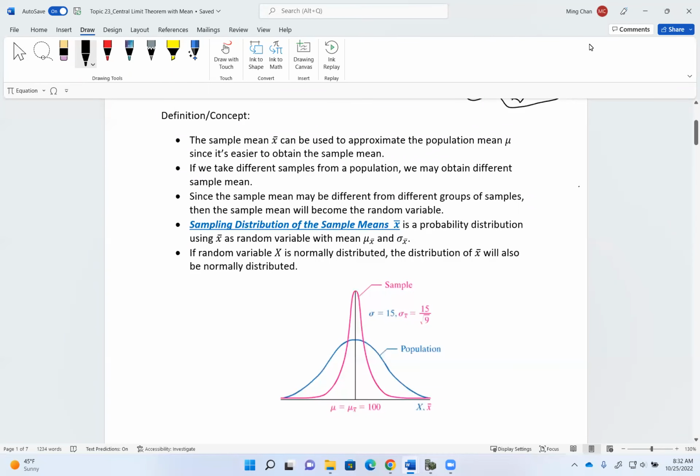What we have here is another type of distribution. It's called the sampling distribution of the sample mean. The sampling distribution of a sample mean X bar is a probability distribution using X bar as the random variable, with the mean of X bar and the sigma of the sampling distribution of the sample mean. Our population mean mu is the mean of the sampling distribution of the sample mean, and there is also a standard deviation of the sampling distribution of the sample mean.